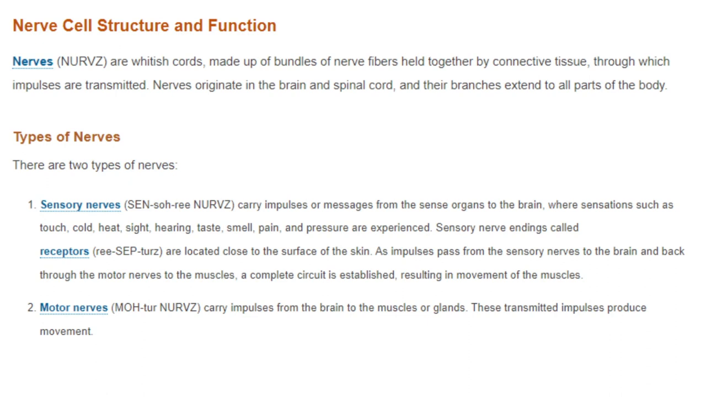Motor nerves carry impulses from the brain to the muscles or glands. These transmitted impulses produce movement.